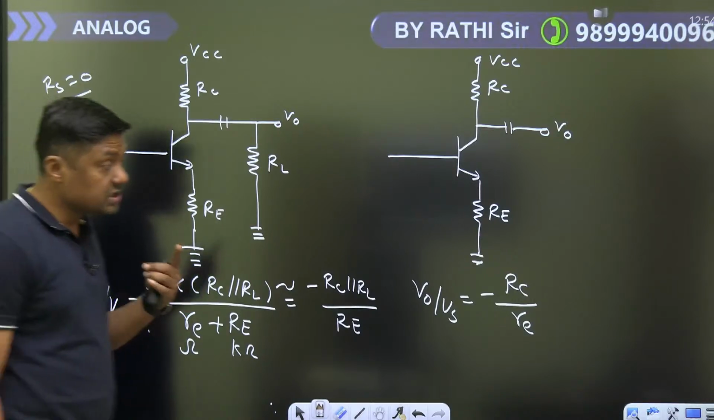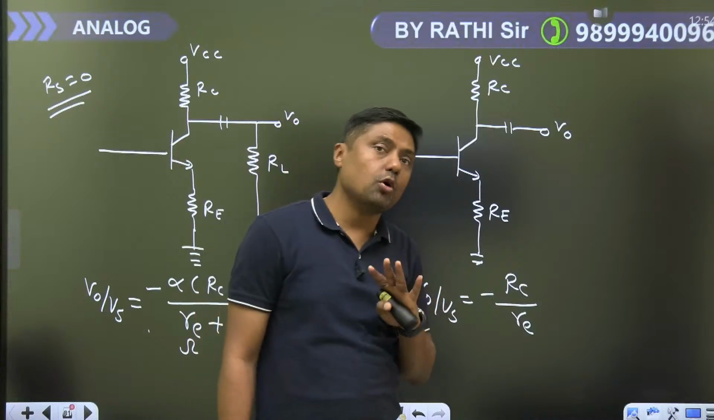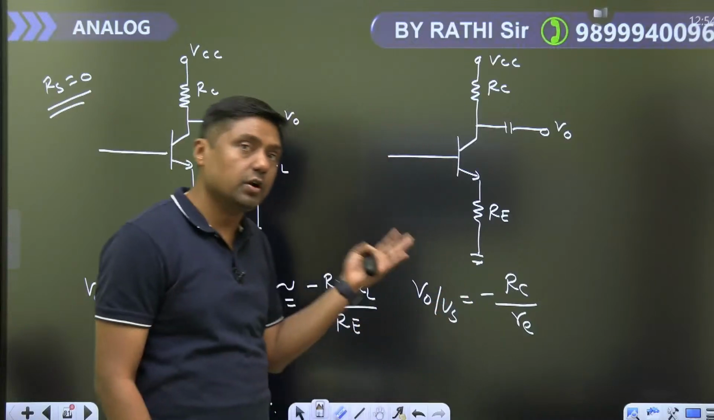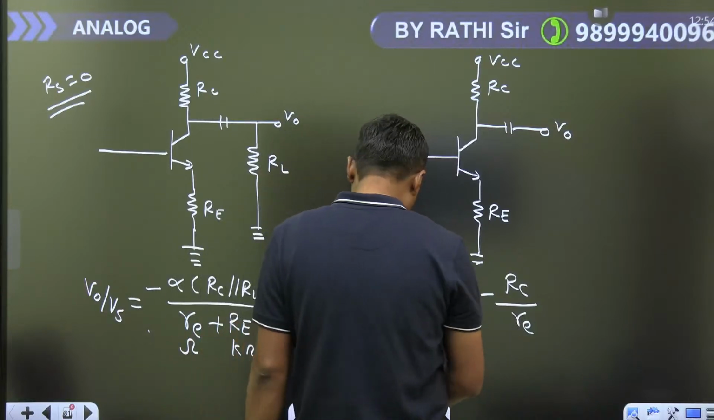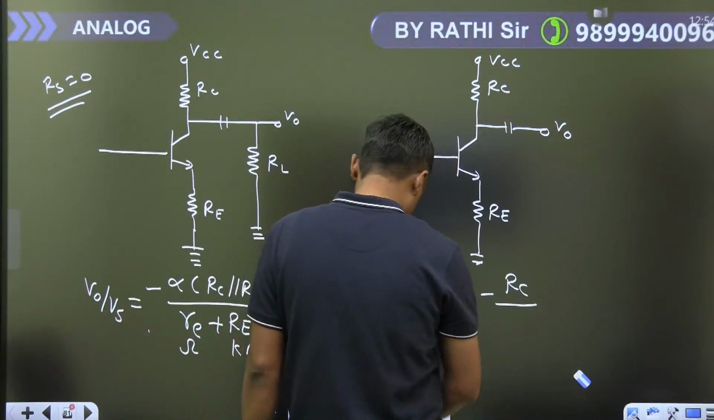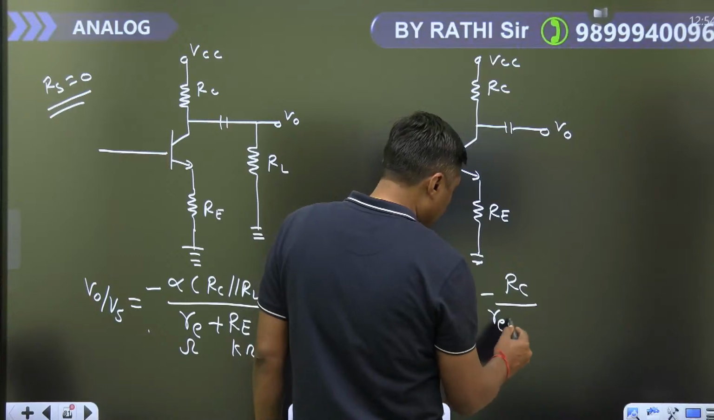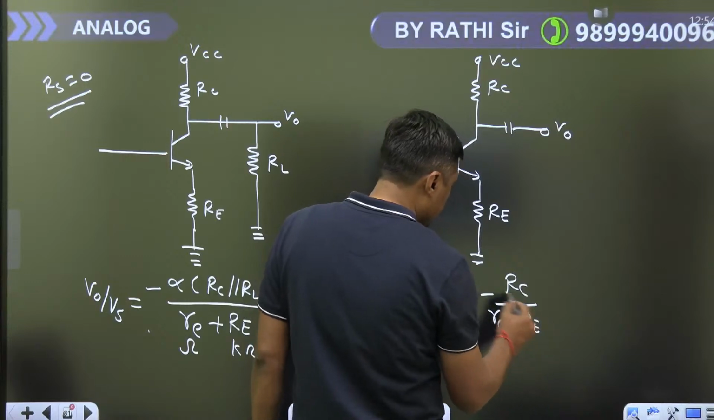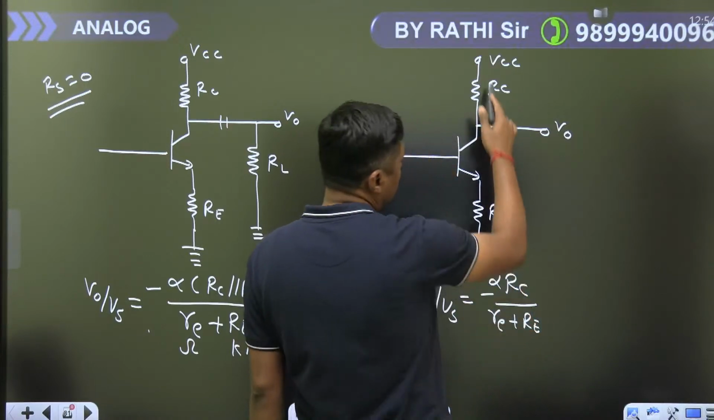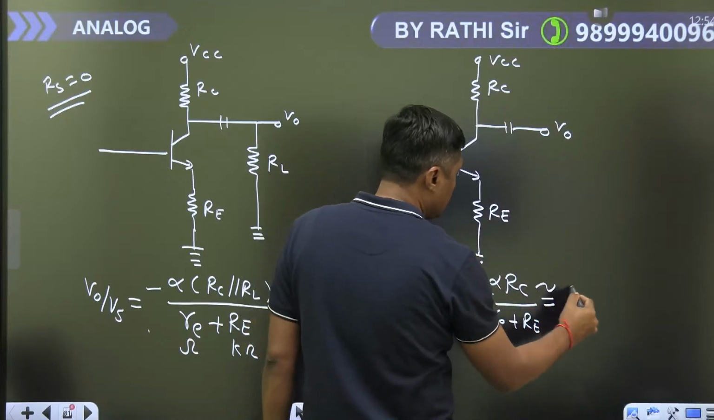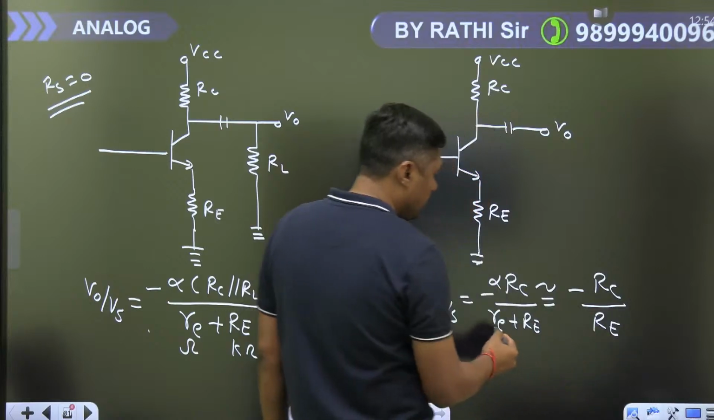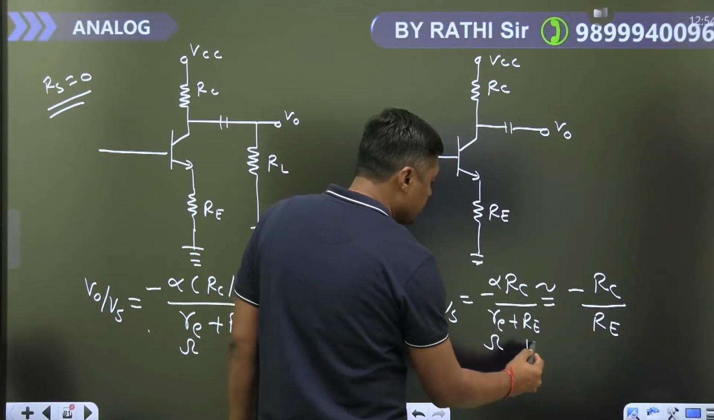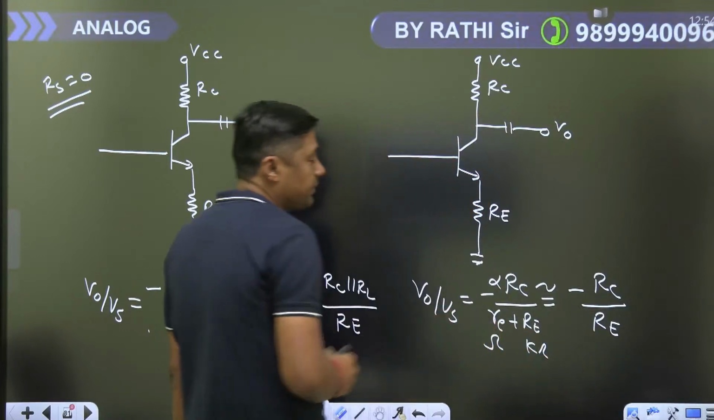If RS is not given, in all the questions I am not considering the RS. Already I have given how to consider the RS. Or this answer will become RC upon small re plus capital RE. If RL is not given, it is nearly equal to what? Minus RC upon RE. Remove small re because capital RE is normally in kilo ohm and small re is in ohm. This is very, very high as compared to that.